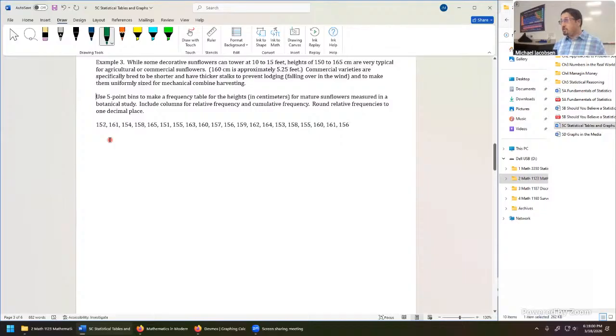Now for the instructions, it says use 5-point bins to make a frequency table for the heights in centimeters for mature sunflowers in a botanical study. So in this study, they're probably trying to get a breed of sunflower all at about the same height. And in this study, we have measurements in centimeters, and here are all these measurements. So we want to, once again, do a frequency table. Also, we're going to look into relative frequency and cumulative frequency at the same time.